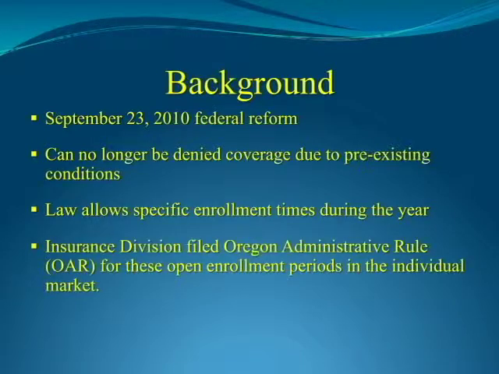The Oregon Insurance Division filed a temporary Oregon Administrative Rule, known as OAR, for these open enrollment periods. This rule applies to children under age 19 who seek insurance in the individual market only. Insurance companies, if they choose, may continue to offer coverage to children throughout the year outside of the open enrollment period. If an insurance company elects to do this, they cannot deny coverage for any child.